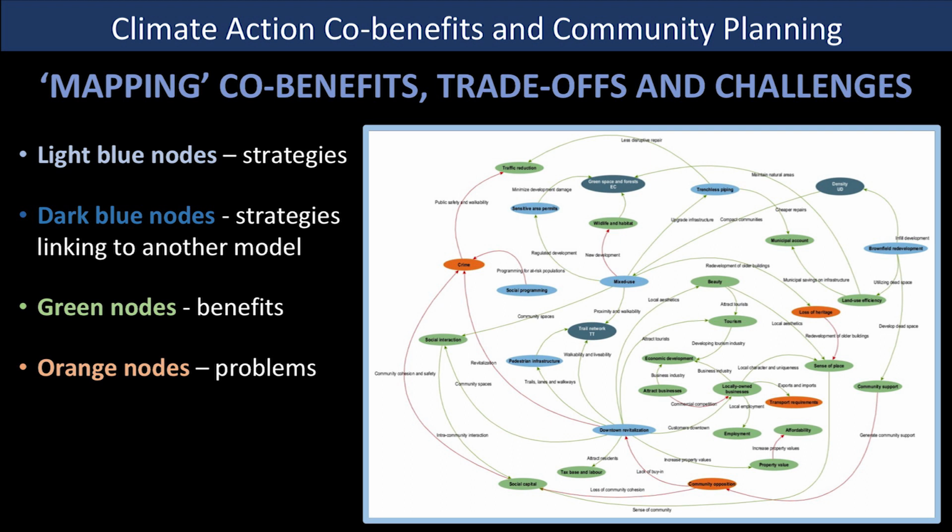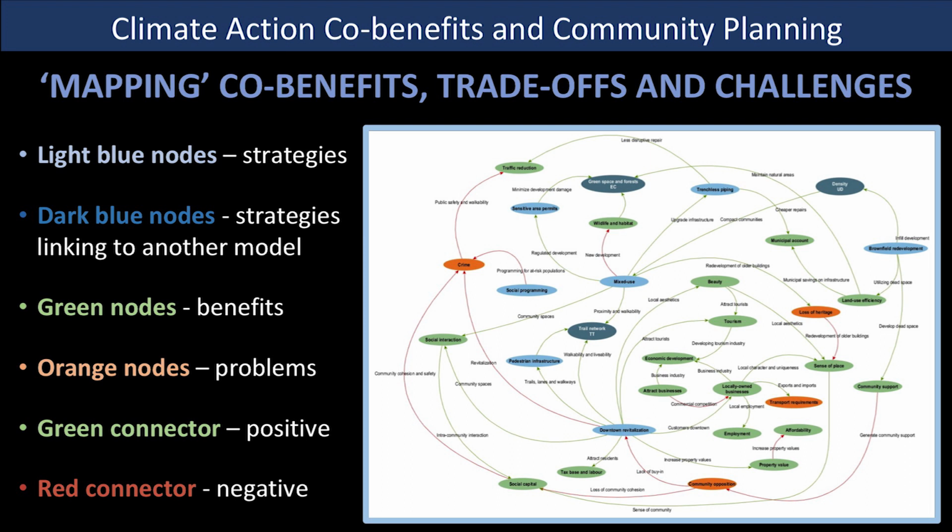And then we have these two different types of connectors. So green connectors would be positive relationships. So a strategy might promote a benefit, might promote another benefit. And then we have these connectors. So a problem might cause challenges for a certain strategy, or you can think about it the other way around. A strategy might actually diminish this problem and make it more possible to receive a benefit.